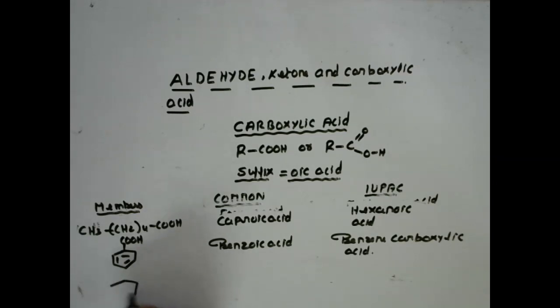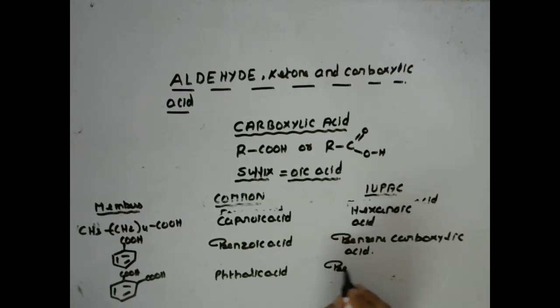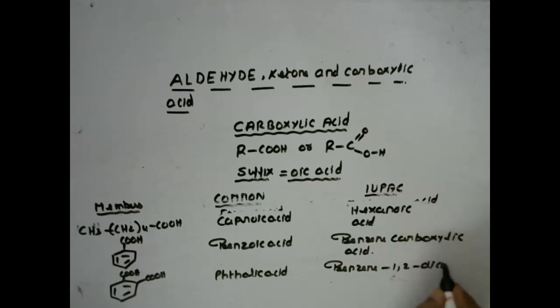We can have 2 COOH groups, like we have a COOH over here, COOH over here, at 1-2 position. Commonly it is called phthalic acid. That's a common name, phthalic acid. The IUPAC name will be the name of the ring, benzene, then 1,2 dicarboxylic acid. Benzene 1,2 dicarboxylic acid.